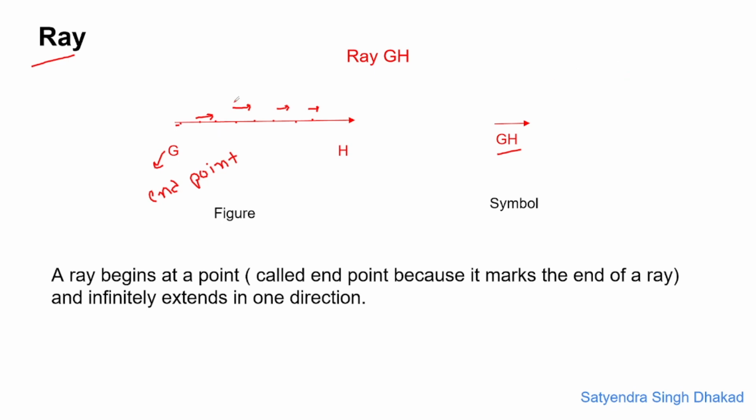Before moving on, let's see how many degrees of angle a ray makes. Tell me, does it make 360 degrees or does it make 180 degrees? No, both are wrong. A ray starts from an end point and goes in one direction. So basically a ray doesn't form any angle. So it makes a 0 degree angle.